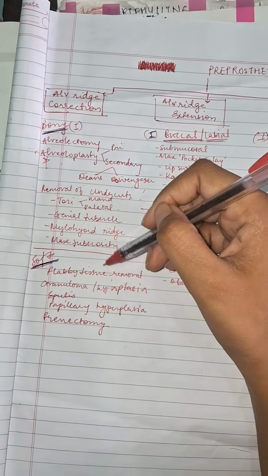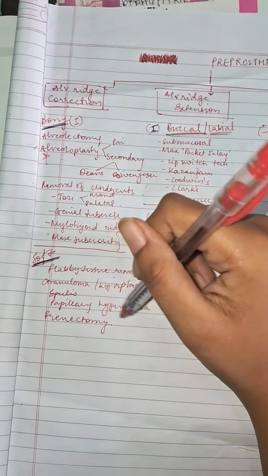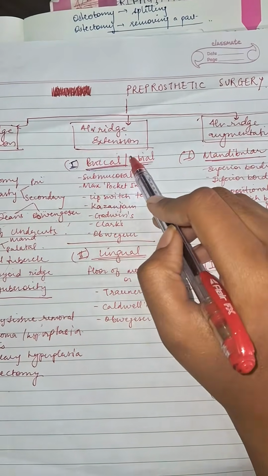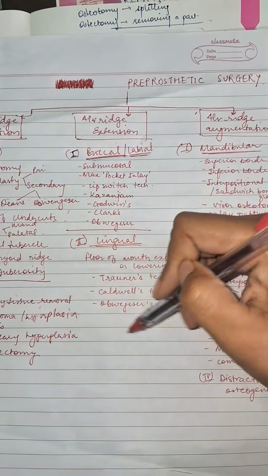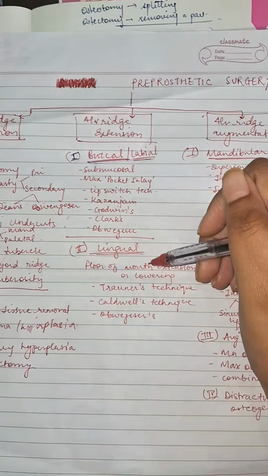Now, soft tissue procedures would be flabby tissue removal. Then we have granuloma or any hyperplasia, epulis, papillary hyperplasia, and splenectomy. Now, extension, alveolar ridge extension, is also called vestibuloplasty. So in that we have labial and lingual vestibuloplasty.